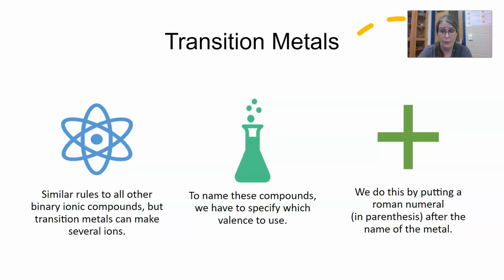And we do that by putting a Roman numeral in parentheses after the name of the metal. If you don't remember your Roman numerals, I'd suggest taking a second and looking them up through probably 5 or 6. It would be very rare to get anything higher than that; 6 is probably the highest you'll ever need, which would be VI. So if you don't remember how to do Roman numerals, I'd suggest taking just a couple minutes to remember that or relearn that.